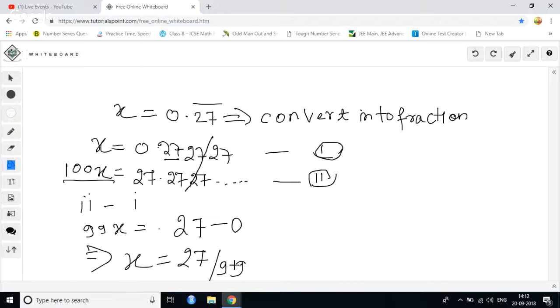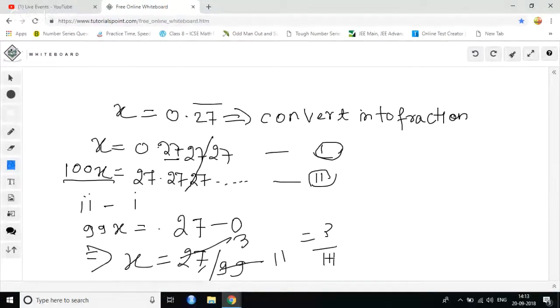Now this answer can be converted. If you want to further simplify it, you divide it by 9, so you get 3 here, and here you get 11. So the answer can also be written as 3 by 11.